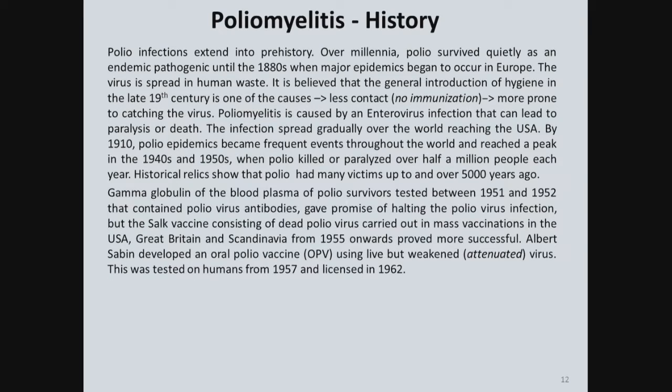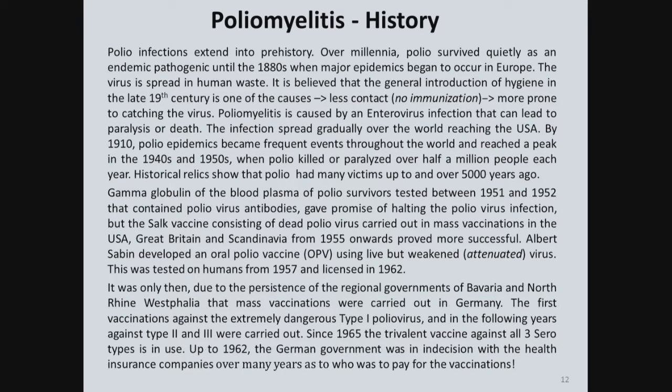Gamma globulin of the blood plasma of polio survivors tested between 1951 and 1952 that contained poliovirus antibodies gave promise of halting the poliovirus infection. But the Salk vaccine, consisting of dead poliovirus carried out in mass vaccinations in the USA, Great Britain and Scandinavia from 1955 onwards, proved more successful. Albert Sabin developed an oral polio vaccine, OPV, using live but weakened attenuated virus. This was tested on humans from 1957 and licensed in 1962.